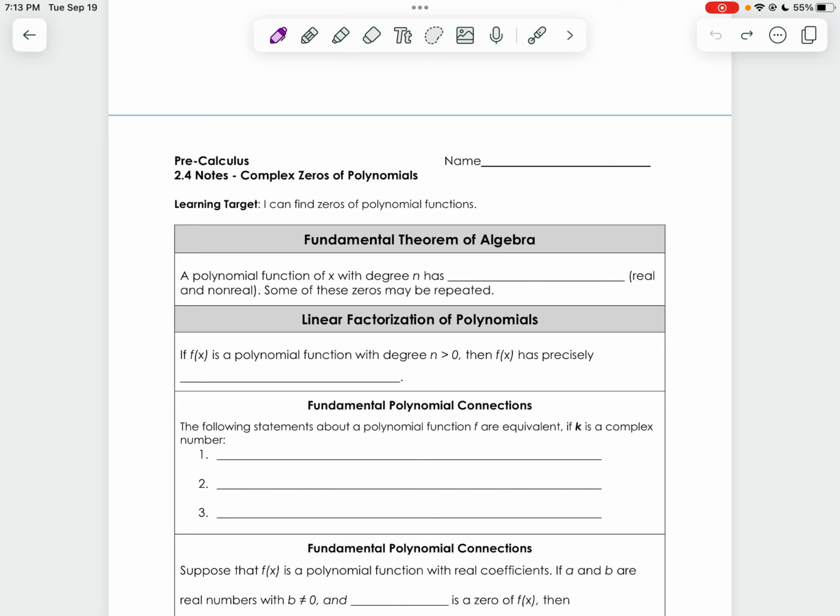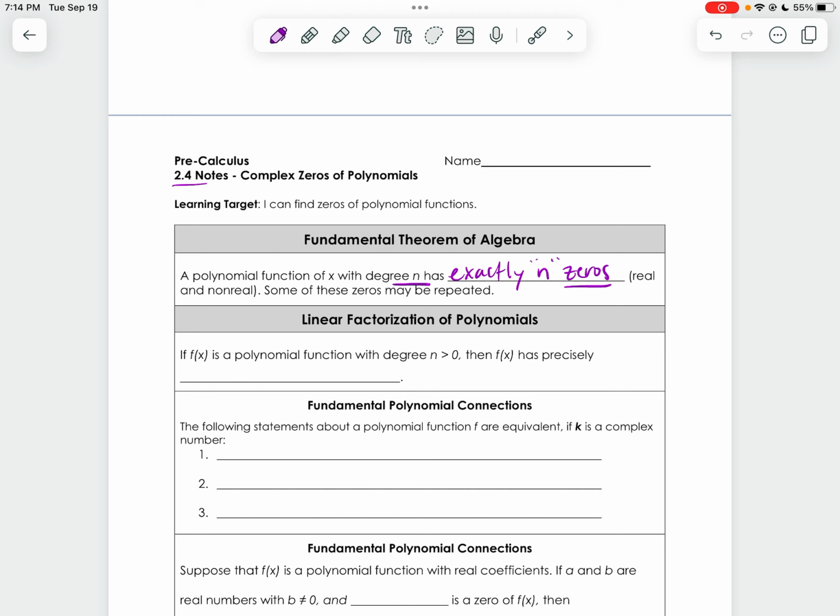All right, so in this video we're going to go over the first part of 2.4. That is dealing with finding zeros of polynomial functions, which we've done before, but this will involve something a little bit different. So the first thing is the fundamental theorem of algebra. That says a polynomial function of x with degree n has exactly n zeros. Whatever the degree is, that's how many zeros there are, real and non-real. Some of those zeros may be repeated. So the degree matches the number of zeros.